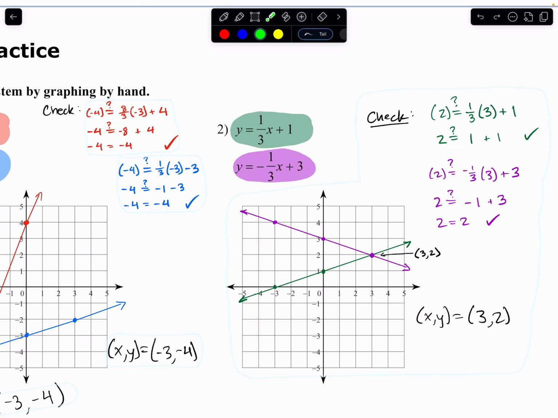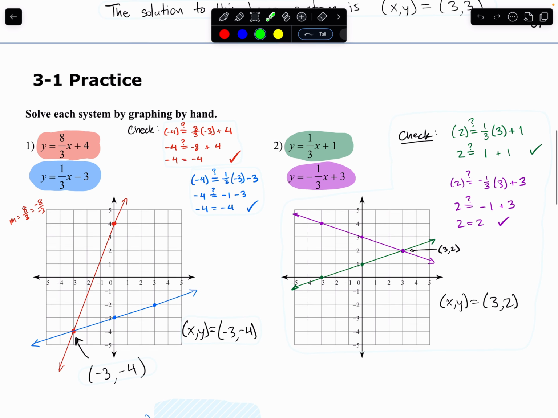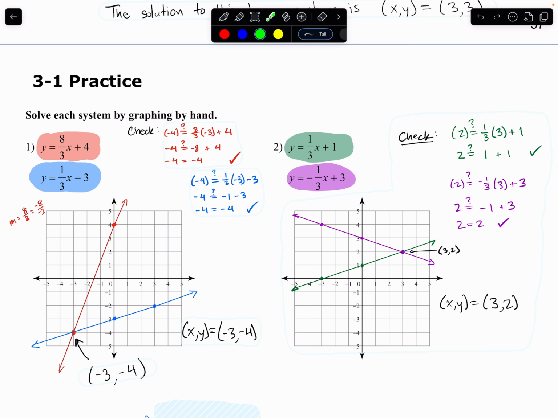So that checks our work. We know our answer is truly a solution. So our solution is 3, 2.